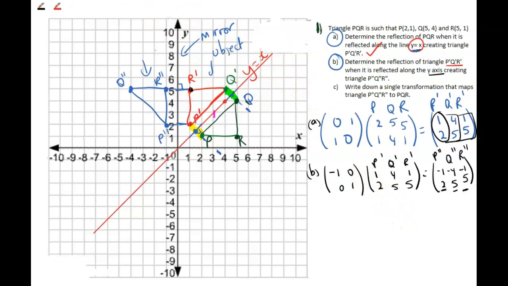Now the last one here, in part C, it says write down a single transformation that maps P double dash, Q double dash, R double dash to PQR. So that means I want to get a single transformation that will map this triangle here to this triangle, right? Now what it looks like is that this may be a rotation. So if I need to find the center of rotation, I will simply have to connect matching points together, meaning I will connect the point P to the point P double dash with a straight line, right?